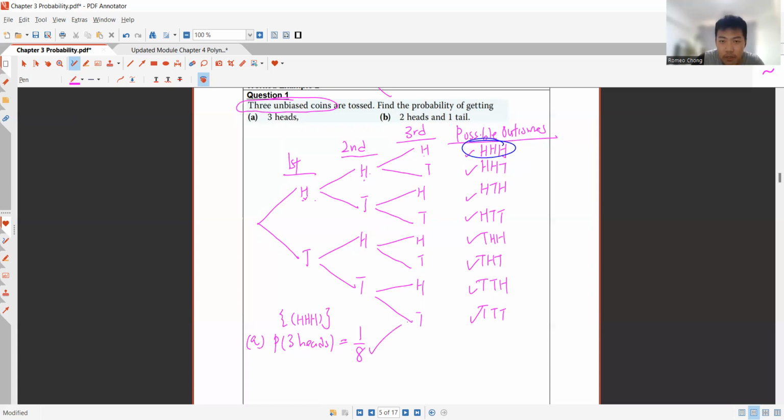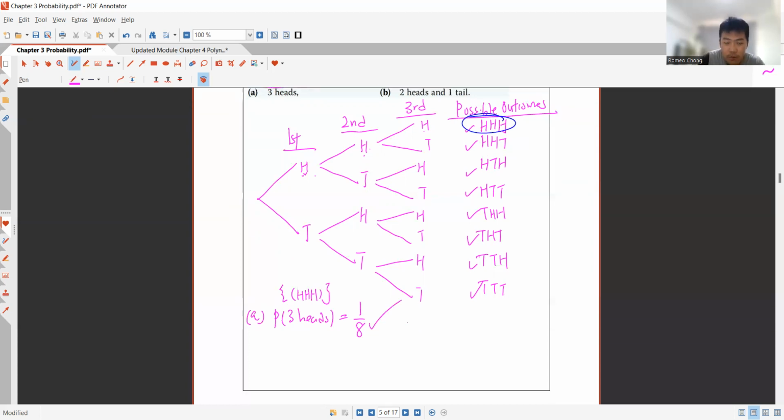Then after that, if you want 2 heads and 1 tail, they will have more possibilities. Let's check the first one. 2 heads, 1 tail. This one no tail, so cannot accept. Then the second one, 2 heads, 1 tail, yes. And then 2 heads, yes. This one 1 head only, so cannot. Then the next one, you have THH, 2 heads also, so can. This one 2 tails, cannot. This one 2 tails also cannot. This one all tails cannot. Meaning that the ones that I tick are the possible outcomes.